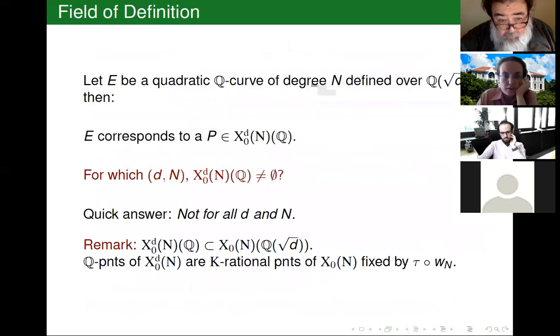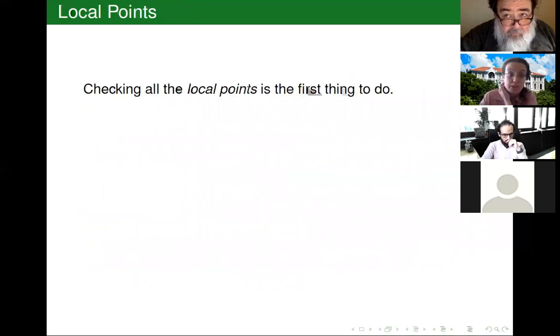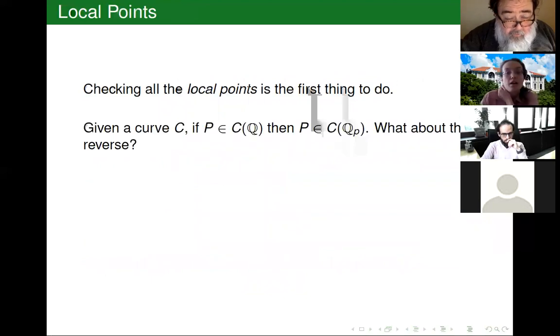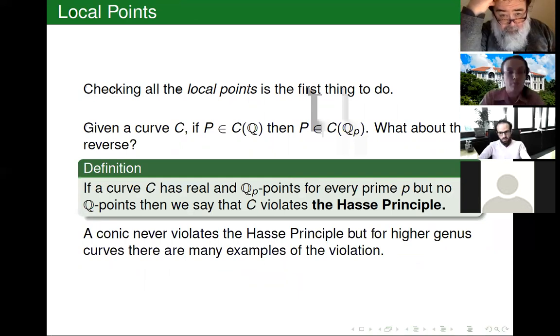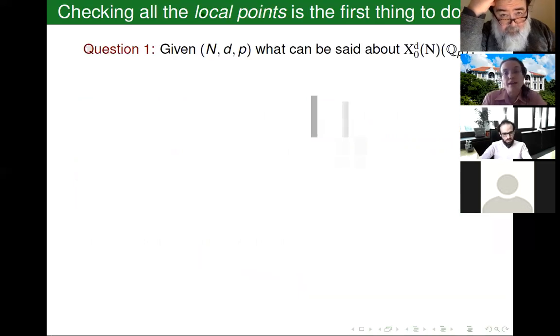Okay, all right, so I was here. Okay, so what's the first thing you try to answer if you are trying to find global points of an algebraic curve? Well, the first thing to ask is, are there local points? Because if there are no local points, then there are no global points. That is summarized by the Hasse principle. I believe all of us are familiar with this, so I'm not going to spend too much time on that. So first question, given N and D, what can be said about the local points on this twisted curve?